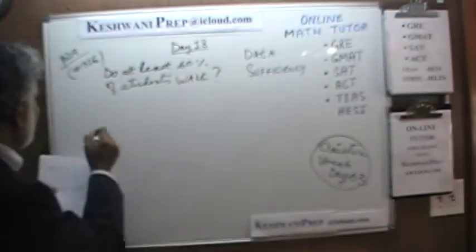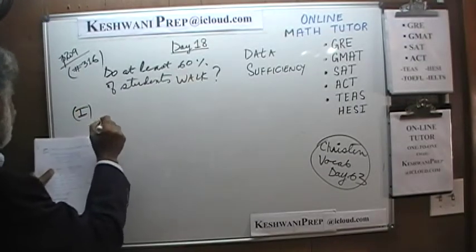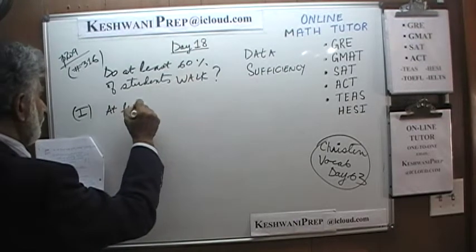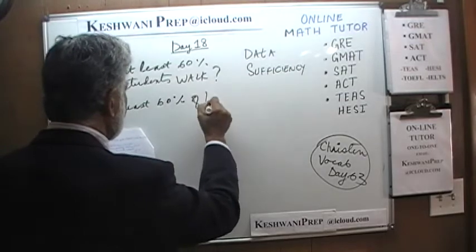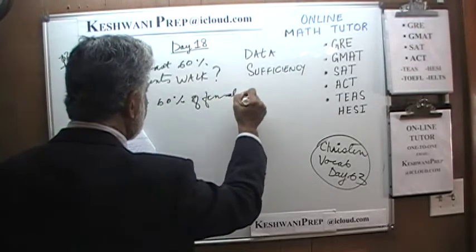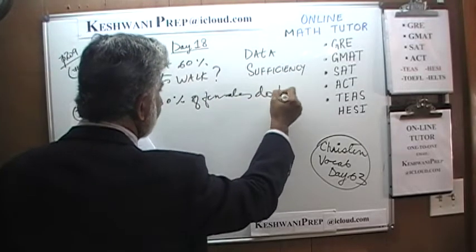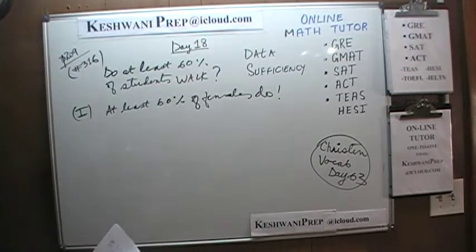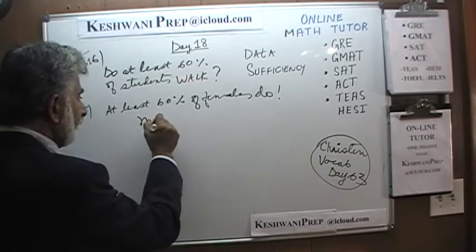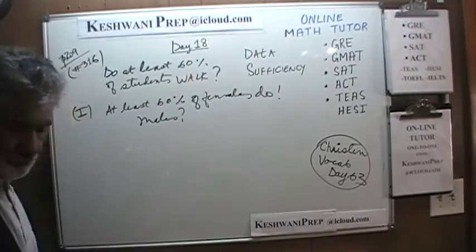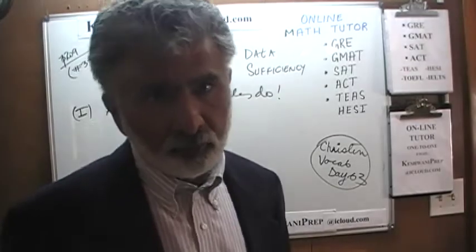Let's see what the first statement tells us. The first statement tells us that at least 60% of females do. At least 60% of females do. Well, that's good. That means that we know about females. What about the guys? We know nothing about how many boys walk to school.